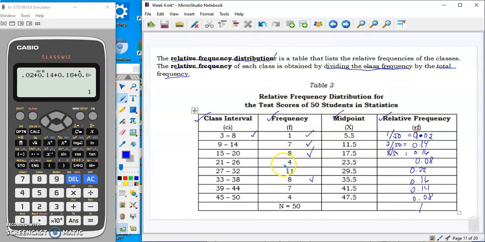But how do we graph this? When we graph this, we need to add another column which talks about the percentage frequency. When we say percentage frequency, we're going to have the relative frequency in percent. Multiplying it by 100, we have 2%, 14%, 16%, 8%, and so on. And the total would be 100%. These are the labels that we're going to use when we are going to graph a relative frequency distribution.